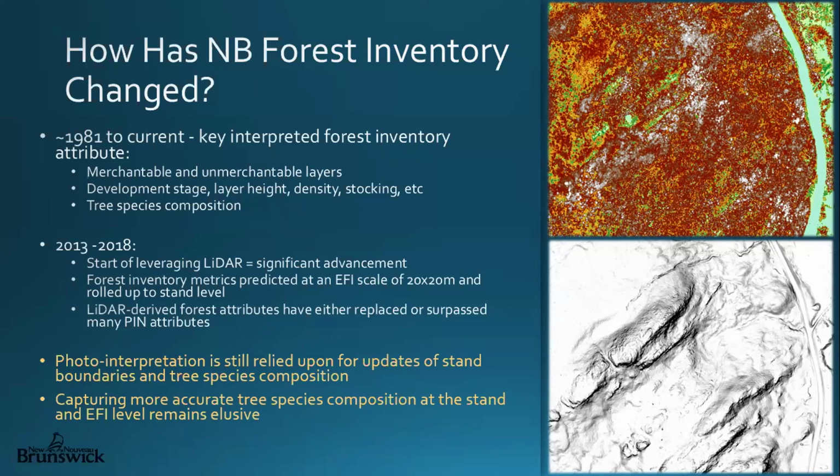So essentially, LiDAR derived forest attributes have either replaced or even possibly surpassed many of the photo interpreted attributes. However, we do rely on our photo interpretation still for at least 2 main things, and that's stand boundary updates, like part of a plantation might have failed due to site. And we also rely heavily on photo interpretation for tree species composition. Capturing the tree species composition at the EFI level remains quite elusive for us.